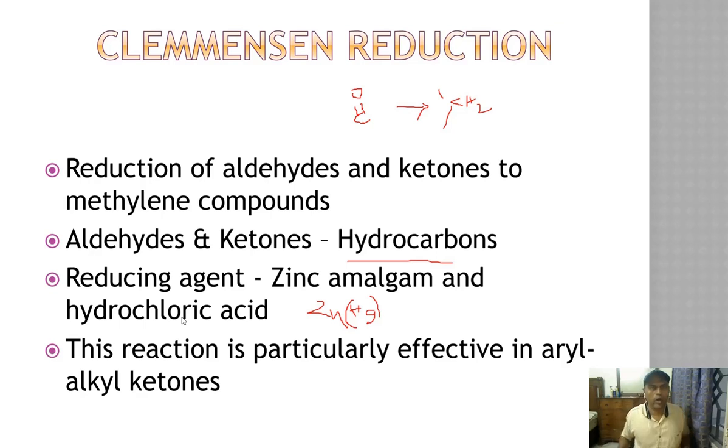One thing you have to observe here, this Clemmensen reduction reaction is very similar to Wolff-Kishner reaction that we studied in the last class. There also we were converting aldehyde and ketones to the hydrocarbons, but using the basic medium. We used hydrazine and potassium hydroxide. That was the basic condition. Here we are using zinc amalgam and hydrochloric acid. This is an acidic condition. This reaction is particularly effective in aryl alkyl ketones. We'll see that in next slide.